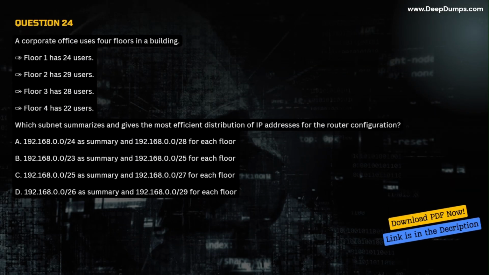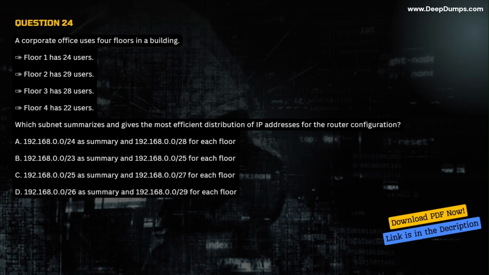Question 24. A corporate office uses 4 floors in a building. Floor 1 has 24 users. Floor 2 has 29 users. Floor 3 has 28 users. Floor 4 has 22 users. Which subnet summarizes and gives the most efficient distribution of IP addresses for the router configuration?